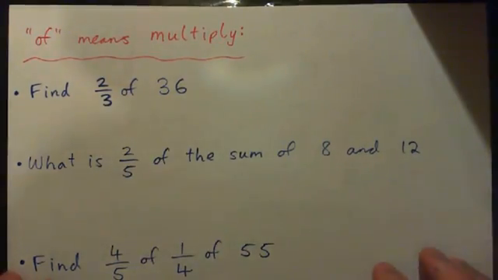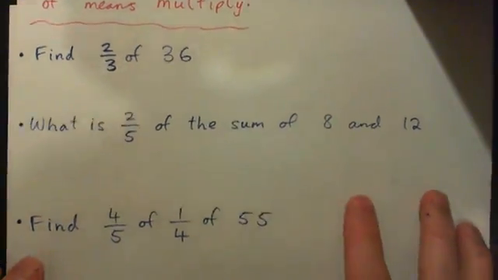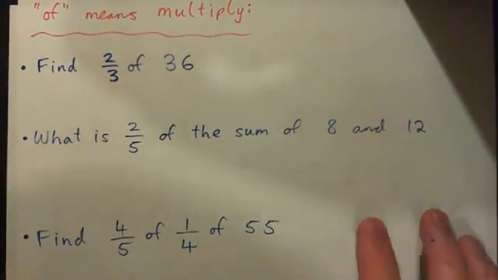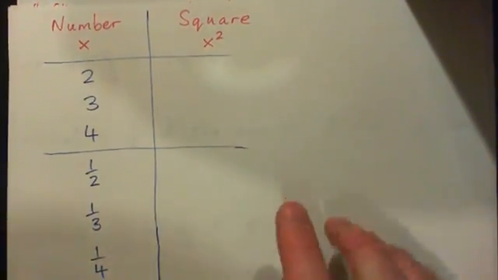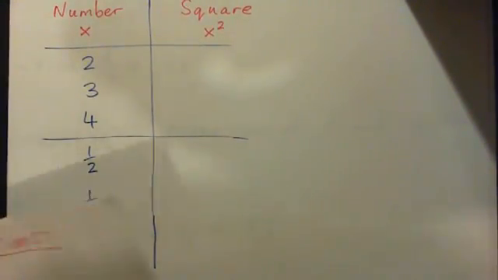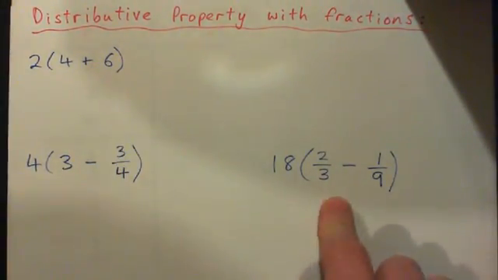Okay, in this video we'll just look at some examples with "of" in it, and remember that "of" means multiply, so we'll do these examples. Then we'll look at when you're given a number and you've got to square it, what do you do? Then we'll look at some distributive property examples with fractions, these three examples.